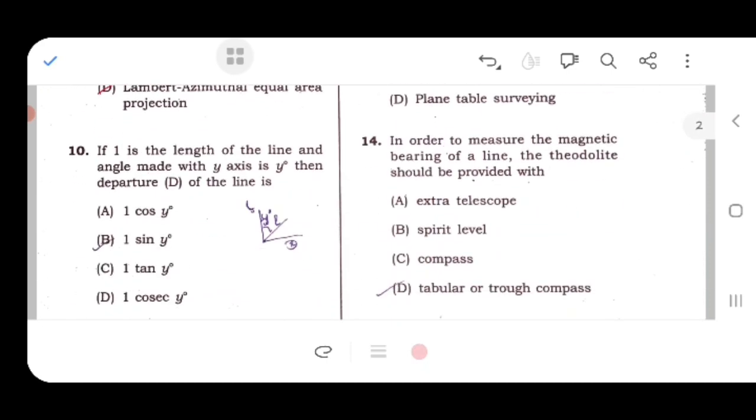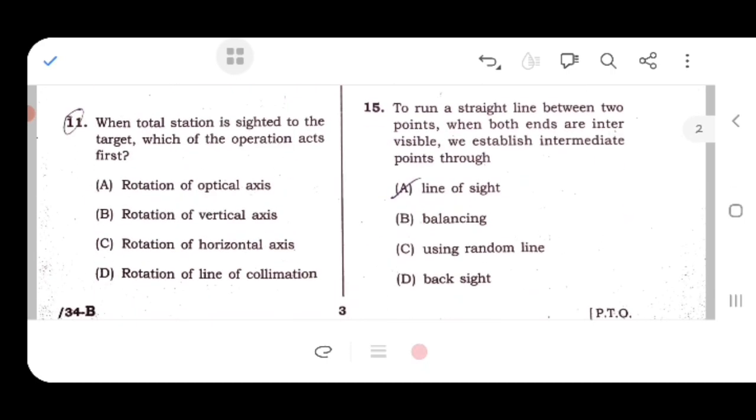If L is the length of the line and the angle made by the y axis is y degree, then departure is L sin theta, that is L sin y. Next, the total station is sighted to the target. Which of the operations acts first? Rotation of optical axis.